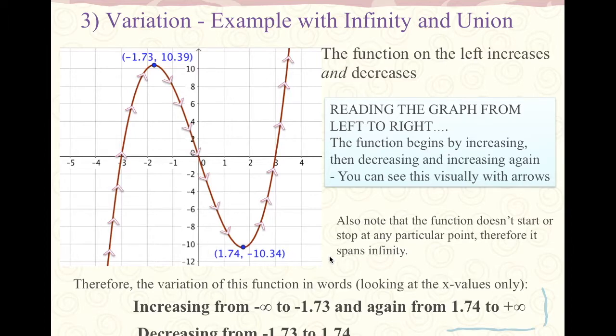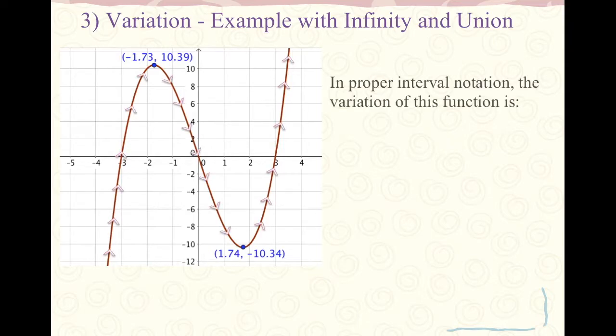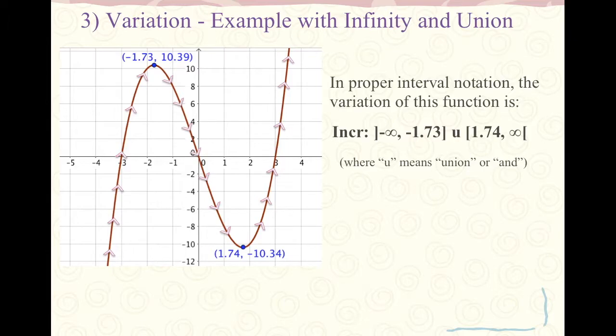So how do we write this in fancy interval notation? In proper interval notation, we say that it's increasing from negative infinity, open bracket, negative infinity to negative 1.73, close bracket, union, because there's another instance, 1.74 to positive infinity. You could have five different increasing intervals as long as you union them. The U means union, or you could see it as "and" in this case. And the only time it's decreasing is from negative 1.73 to 1.74, close bracket.